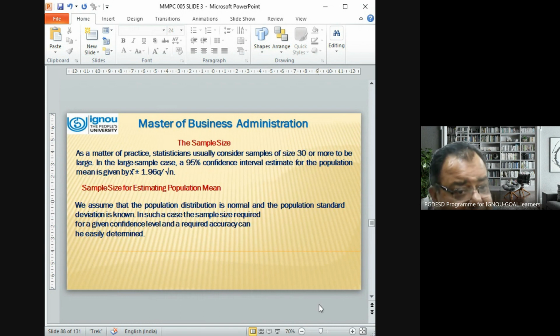Now we will be calculating sample size for estimating population mean. We assume that the population distribution is normal and the population standard deviation is known. In such a case, the sample size required for a given confidence level and a required accuracy can be easily determined. Now the question is how?